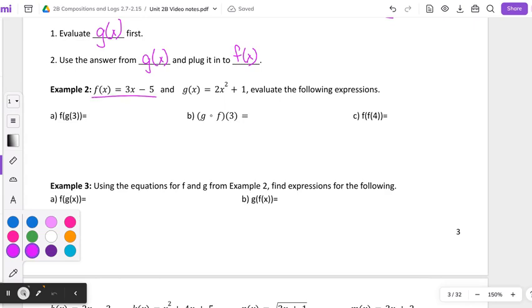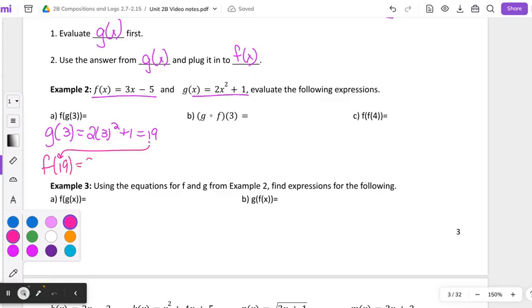All right, so if we've got f is 3x minus 5 and g is 2x squared plus 1, we want to do f of g of 3. We're going to start by doing g of 3. So that's 2 times 9 plus 1, which is 19. Then that goes into f, and we do f of 19. So 3 times 19 minus 5, which will be 57 minus 5. So 52 is the overall f of g of 3 answer.